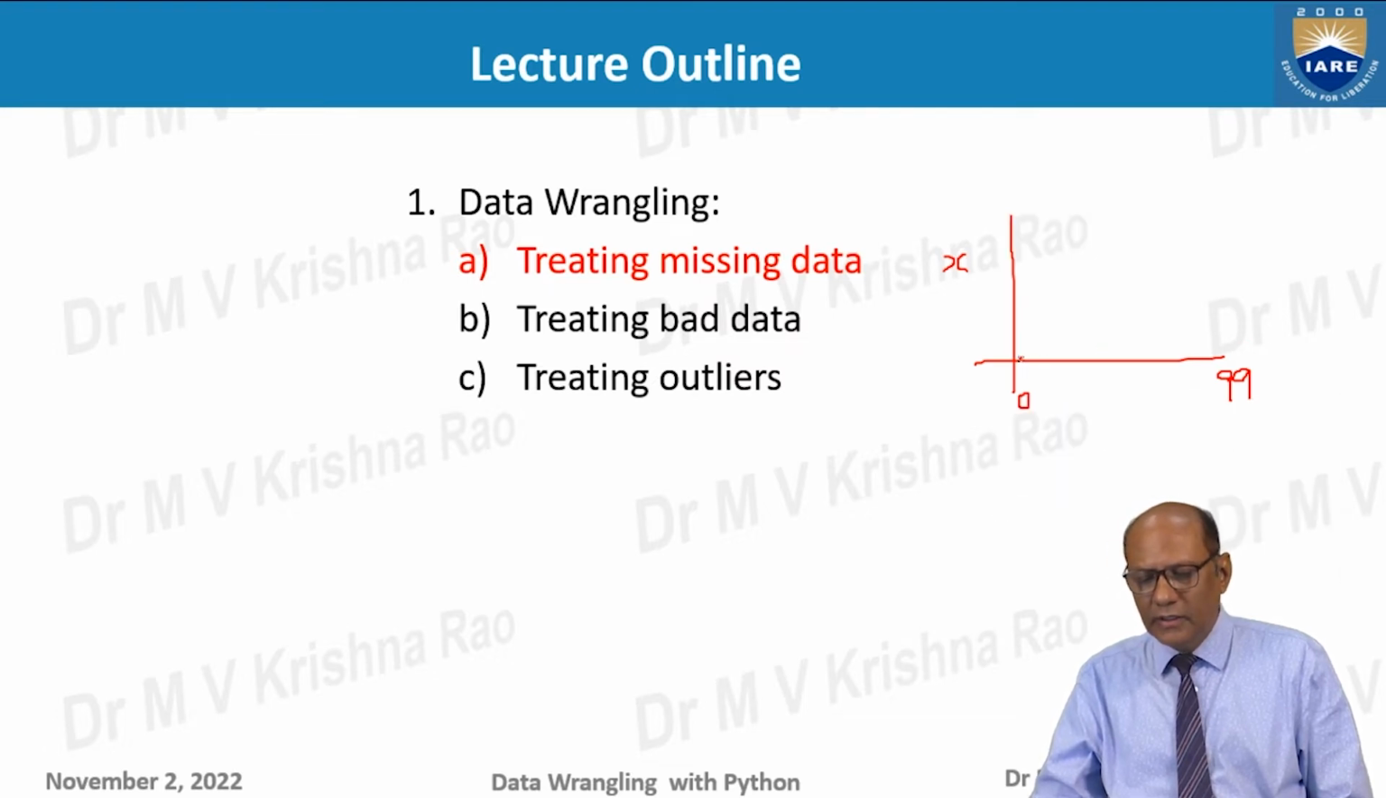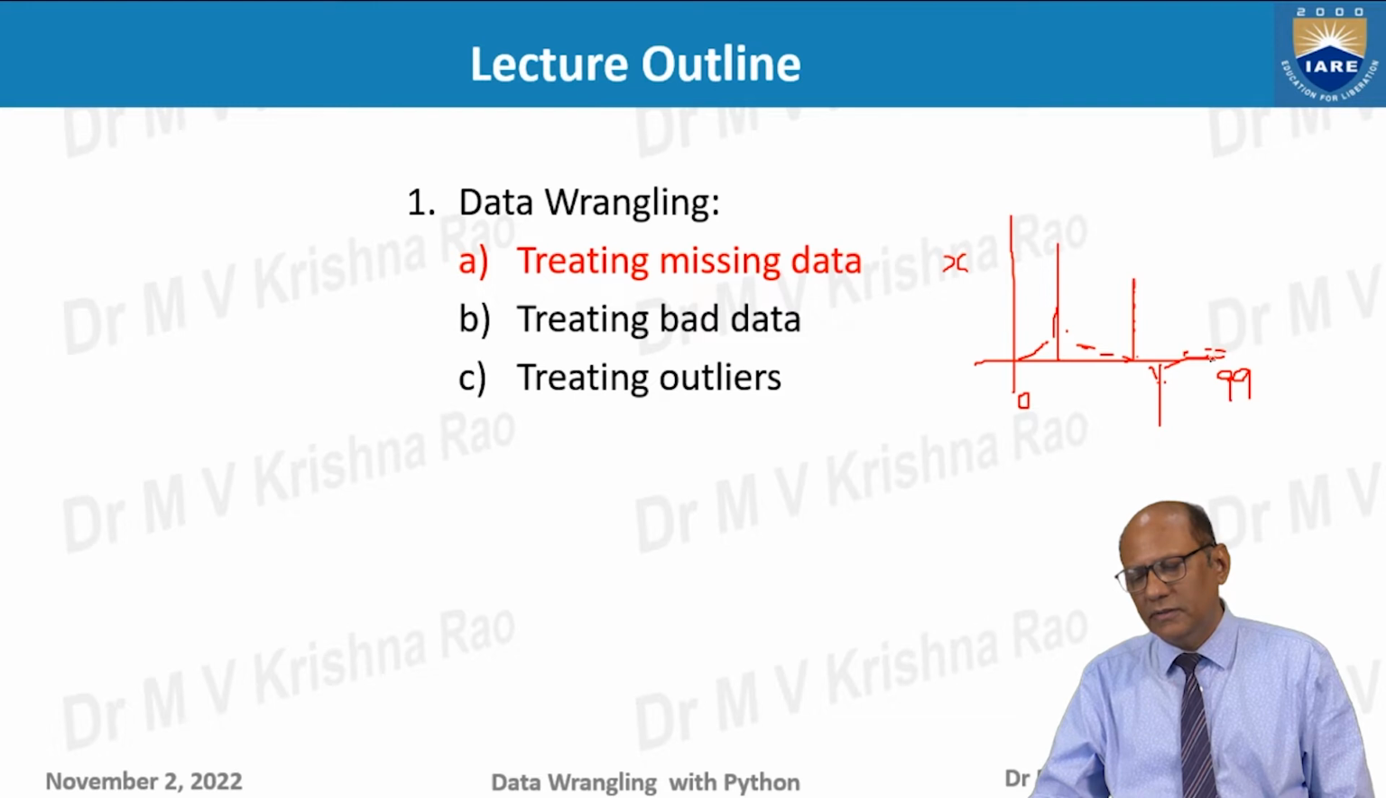So here, let us say I have some values like this. Let us say there is a very high value here, and another high value here, and it could even be a negative value like this. So when I plot these values, probably I get this kind of thing. This is the data. The actual data, when I plot as a continuous plot, I will get something like this.